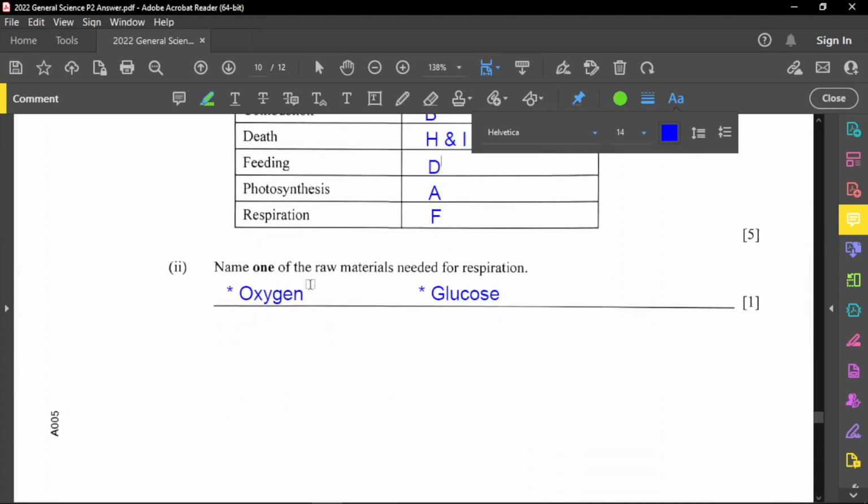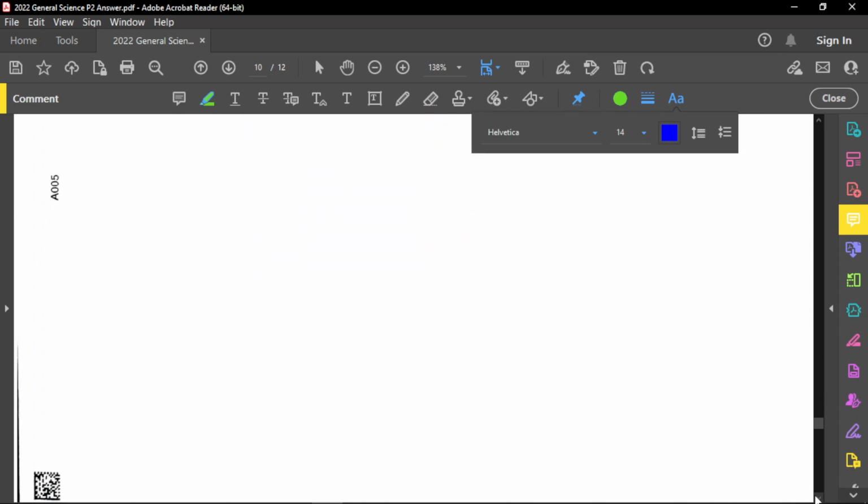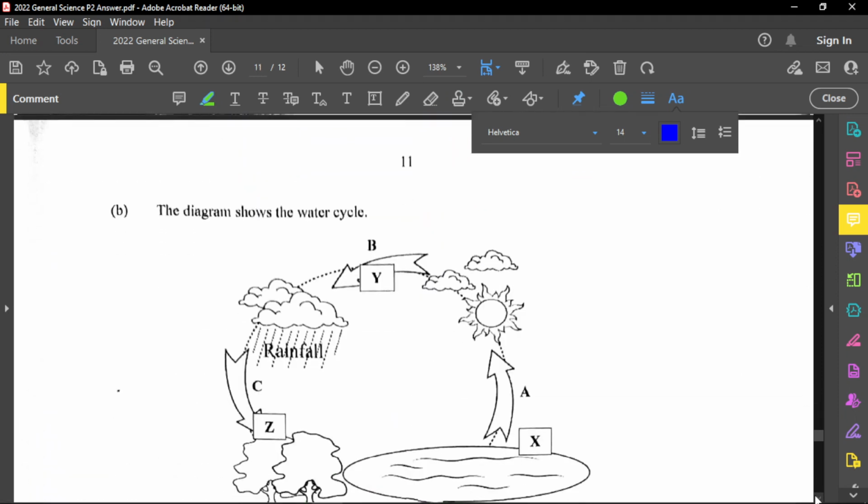For part two, it's to name one of the raw materials needed for respiration. And for respiration, you can give either glucose or oxygen. All right, and glucose is needed for aerobic respiration. Glucose, in fact, is needed for any respiration. All respiration uses glucose, but only aerobic uses oxygen. All right, so let's go to part B of this question.